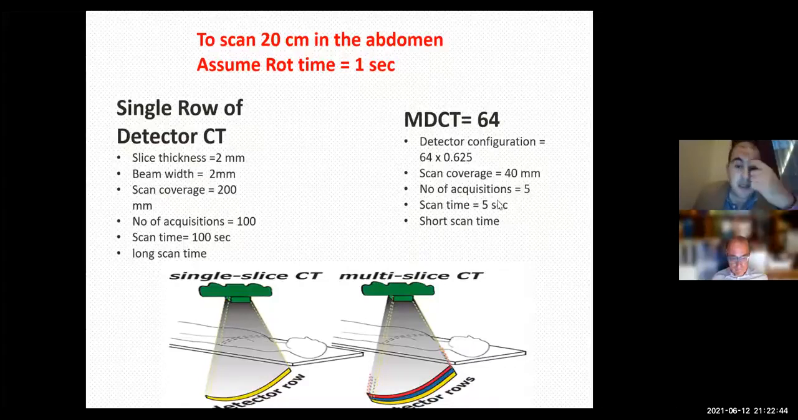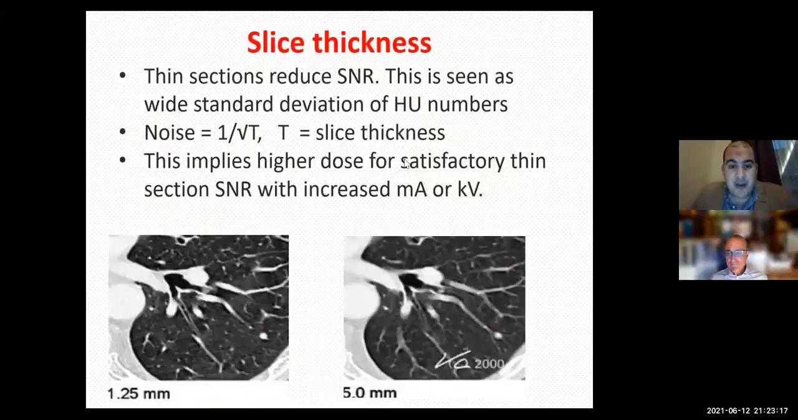So using a multi-detector CT is more beneficial to cover a larger area of the patient than a single row of detector. But the question is, which detector configuration do I have to select? Sometimes you are using detector configuration 64 times 1.25 millimeter, or using 64 times 0.625 millimeter. It depends on the scan region.